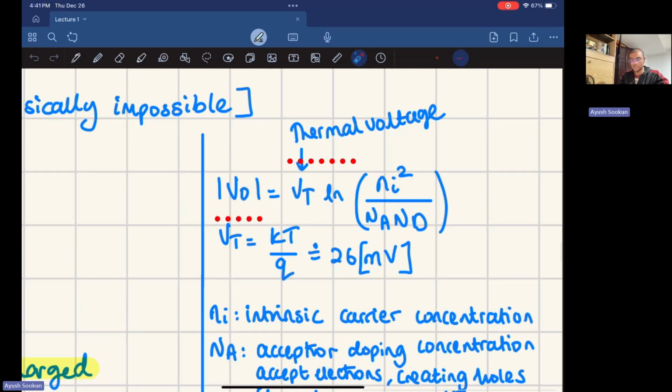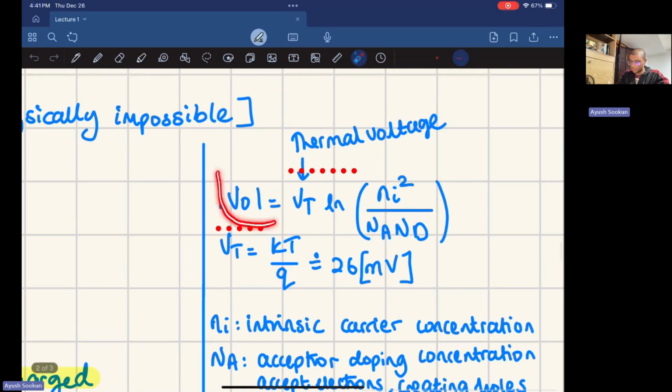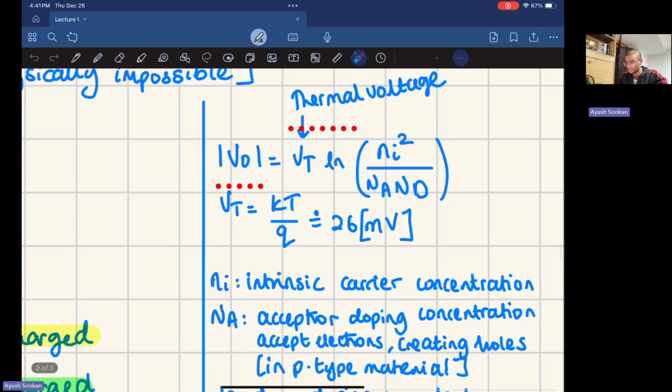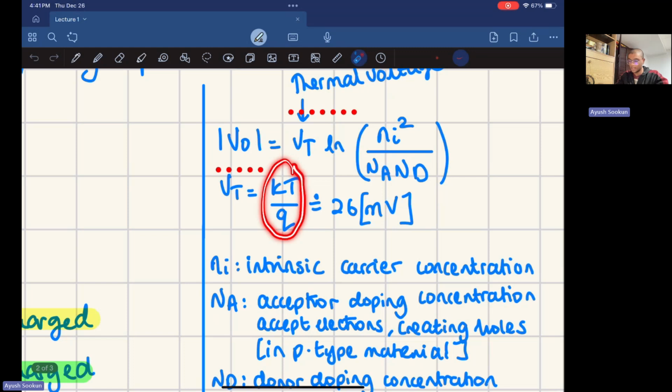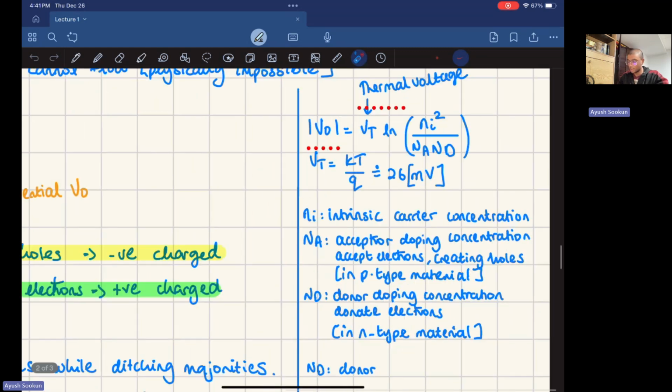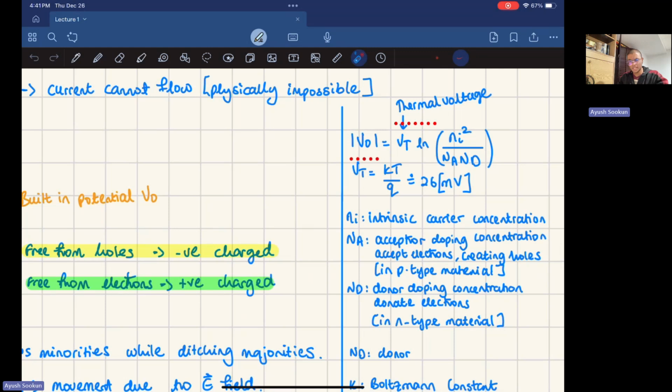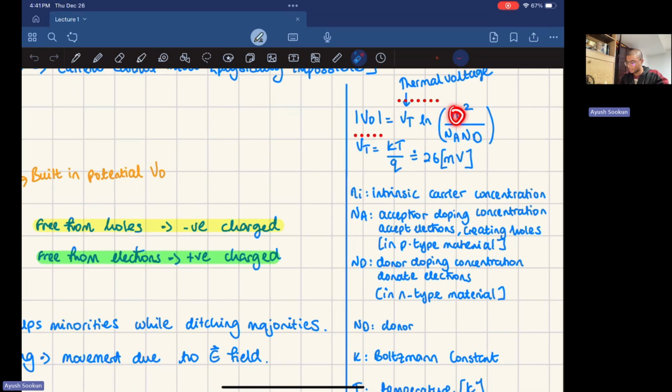And now let's talk about the built-in potential. The built-in potential that you'll derive in class is this equation: Vt ln(Na Nd / ni squared). Vt means the thermal voltage, which is kT over q. k is the Boltzmann constant, T is the temperature, and q is the electron charge. However, in Electronics 1 and Electronics 2 even, whenever you have to use Vt, you can straight away use the value 26 millivolts. And ni, what does that mean? It's the intrinsic carrier concentration.